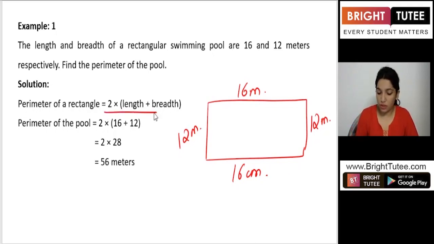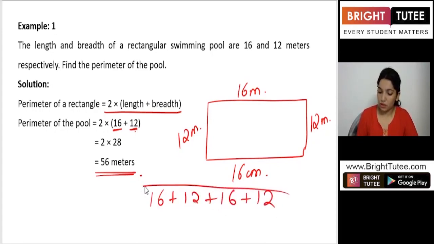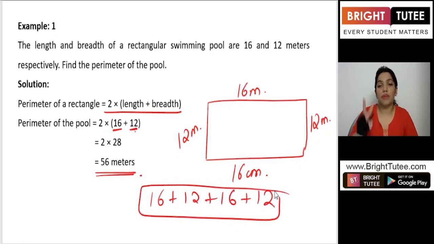So the formula is 2 times length plus breadth. Now here we'll just put the values of length and breadth in the formula. So we are given the length as 16 and breadth as 12. So 12 plus 16 is 28, right? So now 28 times 2 is 56. So the answer is 56 meters. So this is how you can calculate, instead of doing 16 plus 12 plus 16 plus 12. What we have done is add 16 and 12 and then multiply by 2. I hope this is clear how we are using the formula to calculate the perimeter of a rectangle.